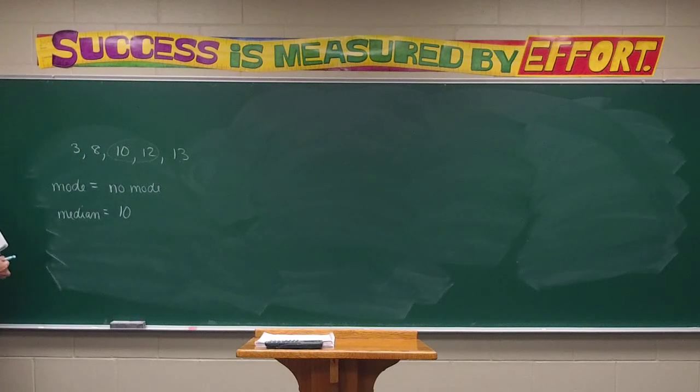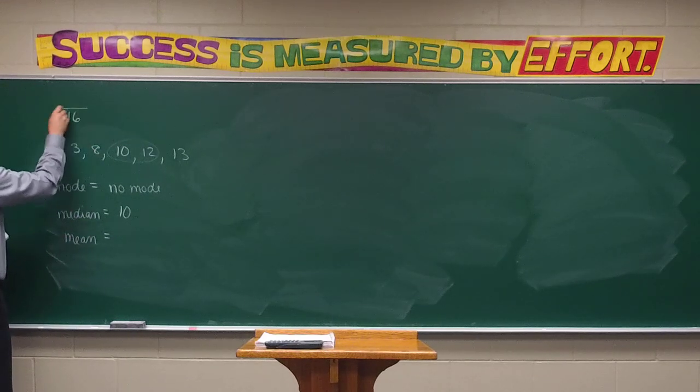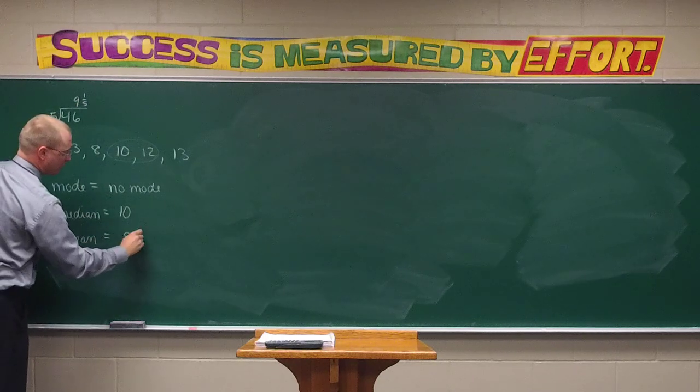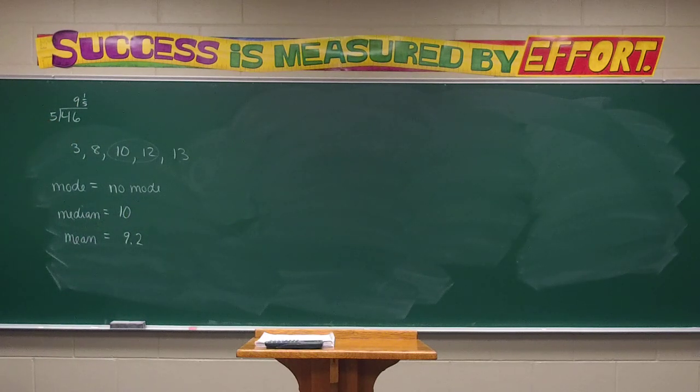All right, the next thing we need to do is find the mean of the data. Well, class, mean refers to the average. So to find the average, we simply add them all together and divide, in this case, by 5. So we add all the numbers together and we get 46, and we'll divide that by 5, and we'll get 9 1/5, but we like decimals better than fractions here, so we'll say 9.2.